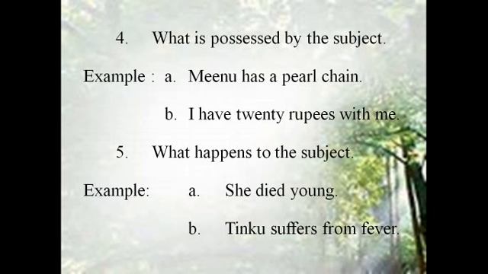Next, the verb tells what happens to the subject. What happens to the subject? Let us see this with the given example. The first sentence says, she died young. So, what has happened to the subject? Died. Something has happened to her, that is, she. So, she died young.